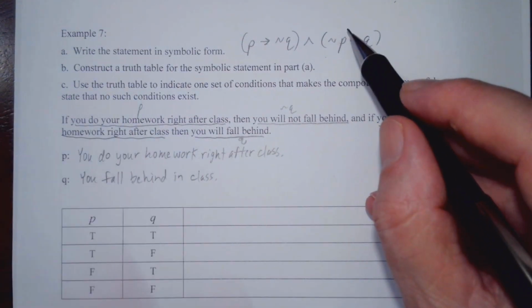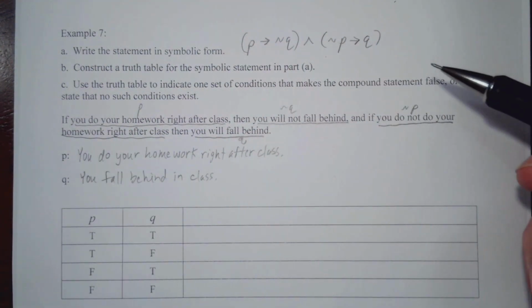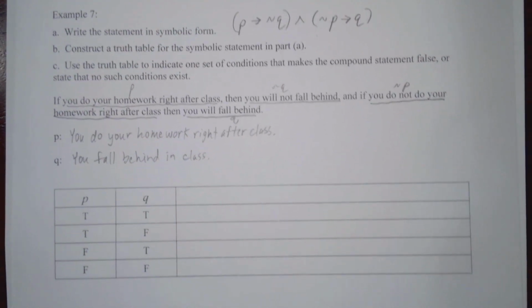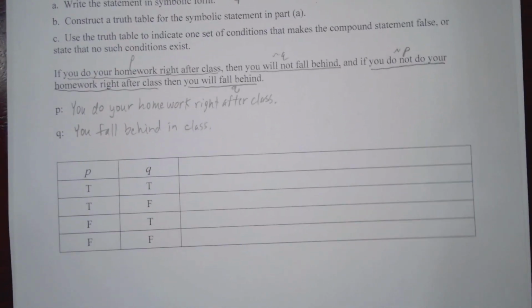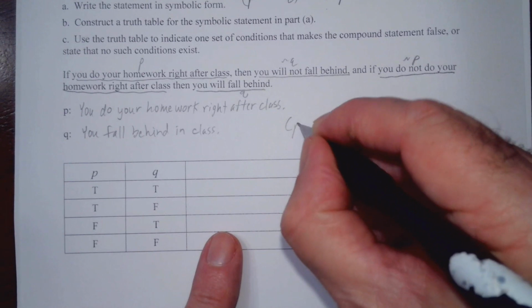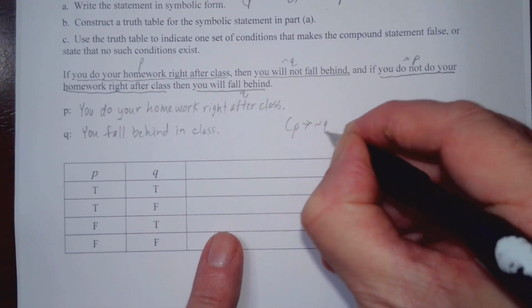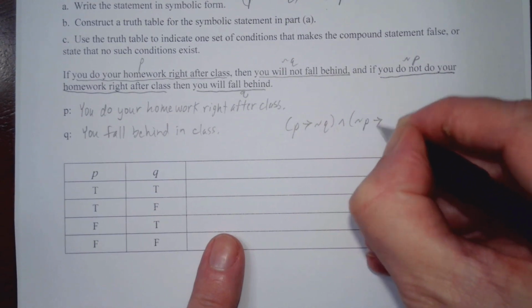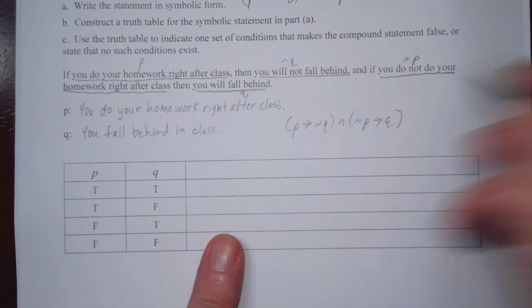So again, I would encourage you to see if you can do the truth table for this and get to that last column, and then watch the video. Okay, let's go ahead and do this. So let me just write this right here. P implies not Q, and not P implies Q.